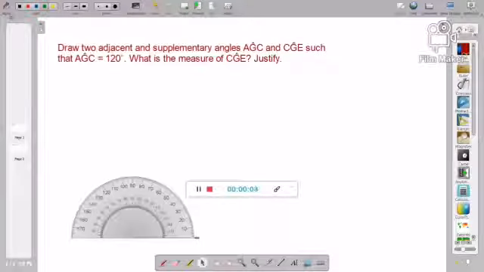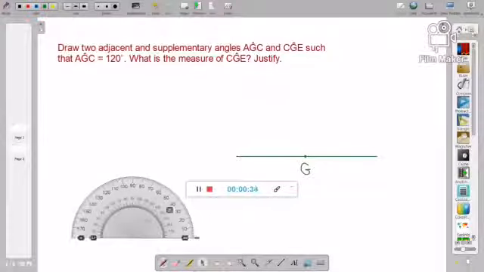Okay, so if I need to draw two adjacent supplementary angles, I have to think that these adjacent supplementary angles have the same vertex and the common side, and they are supplementary, so their sum is 180. So from outside they form like a straight line, and here I can put the vertex. The vertex is G. First angle AGC is 120.